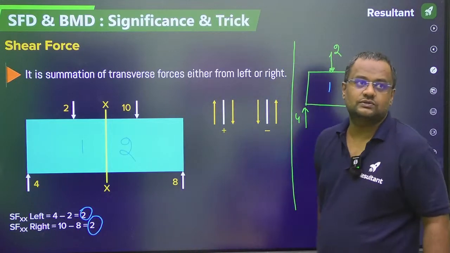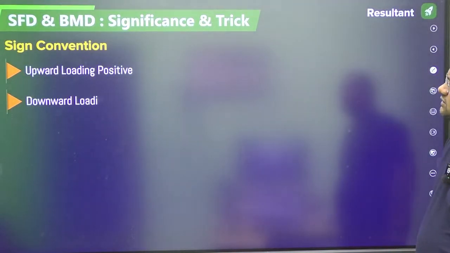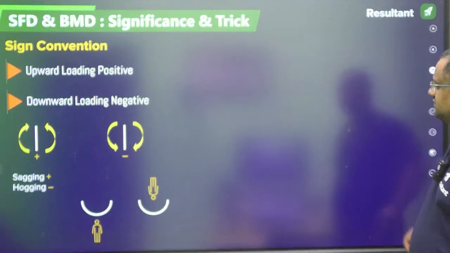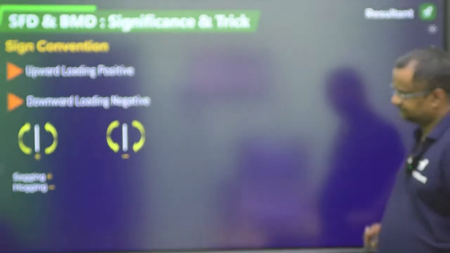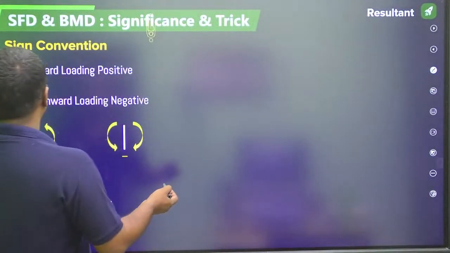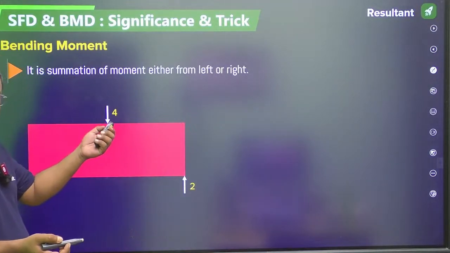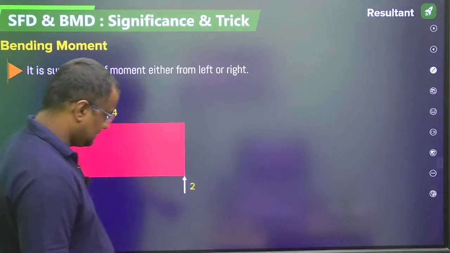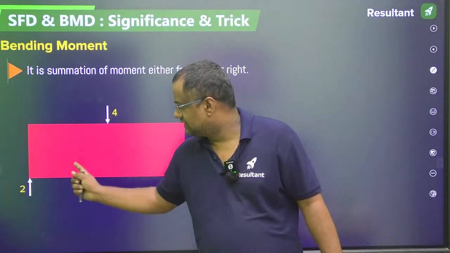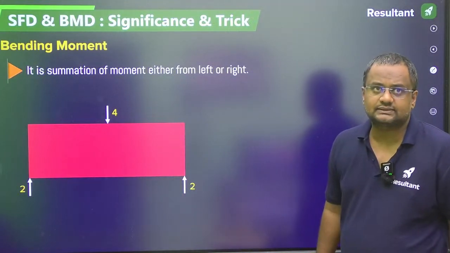Okay, thank you, sir. Now, guys, if I talk about the bending moment, there are 3 sign conventions. From everything it is coming same. First of all, where is the bending moment? Here, bending moment is a summation of moment either from the left or right. Suppose this is a beam, 4 upward, 4 downward, exactly at the center. So it will be 2 and 2 for a simply supported case.